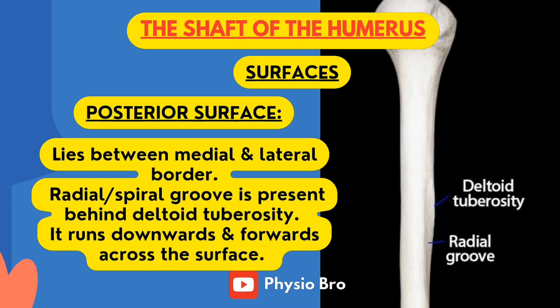Posterior surface. Posterior surface lies between medial and lateral border. Radial or spiral groove is present behind deltoid tuberosity. It runs downwards and forwards across the surface.